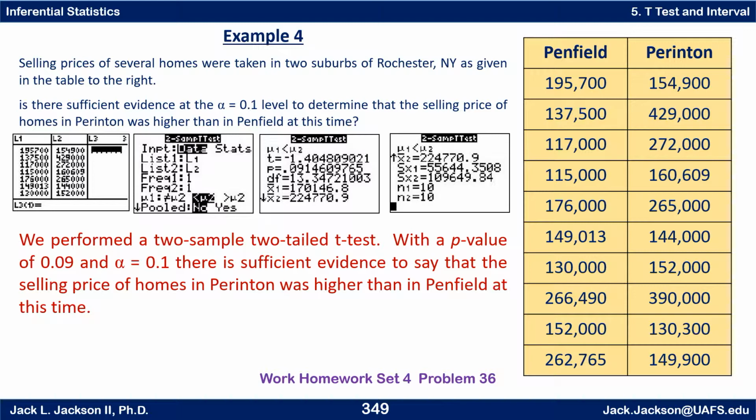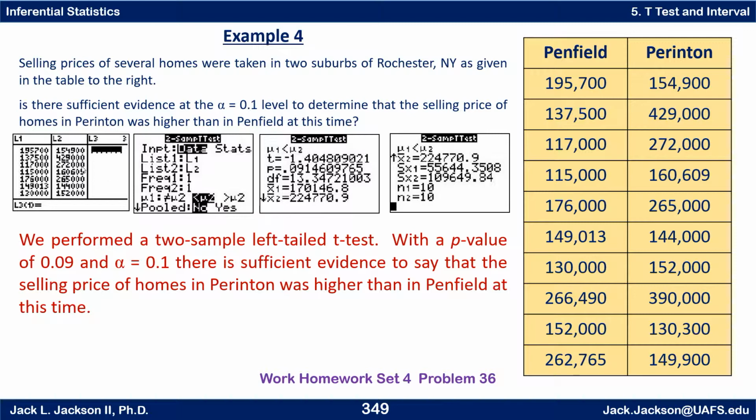Why two-tailed? Because we're just determining if it was different. Actually, no, it's not a two-tailed test. This one is a left-tailed test. Let me correct that. Okay, I made that correction as a two-sample left-tailed t-test. Why is it a left-tailed? Because we're trying to see that Perrington was higher than Penfield.